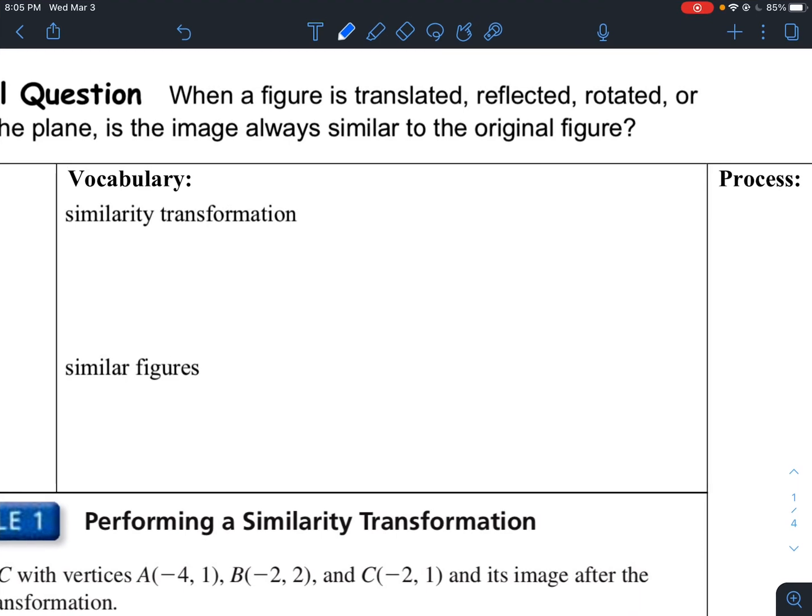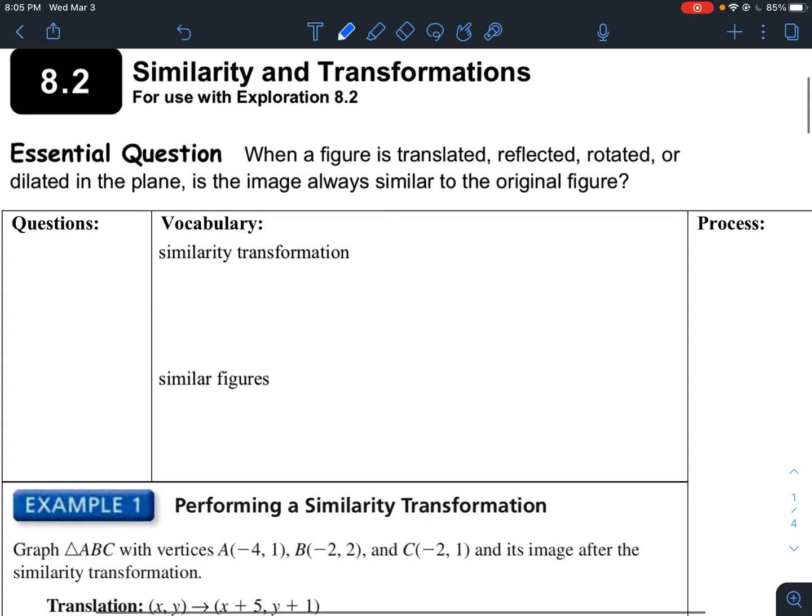Now we're going to introduce different sorts of transformations, specifically translations, reflections, and rotations. We'll talk about what those are. But first, let's talk about what a similarity transformation is.